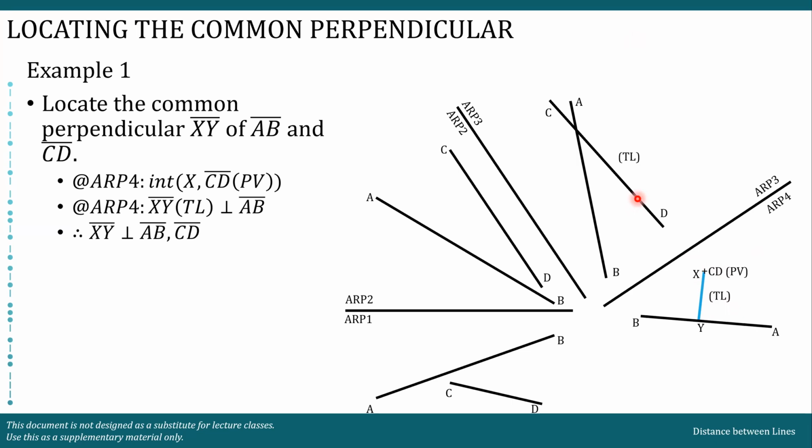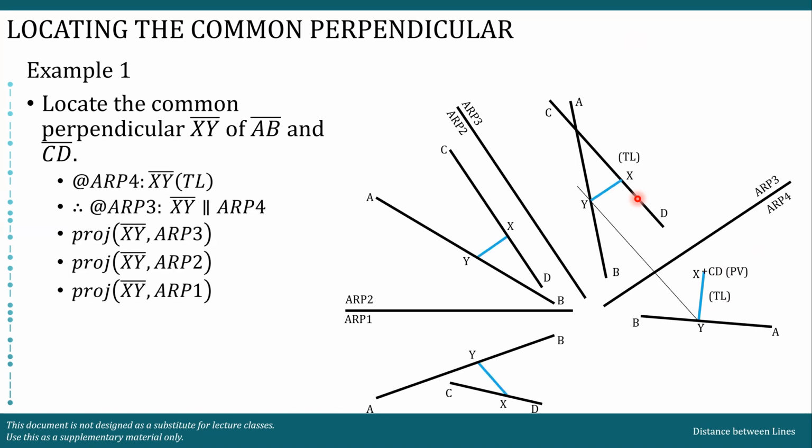So, ibig sabihin, you know where Y is sa ARP3, then you just need to draw YX parallel to the YX in ARP4. Okay? So, you know where Y is, you can identify where X is, then project nyo lang dyan. Dito, pagdating naman dito sa ARP2 at saka sa ARP1, unique na yung point kapag nag-project kayo kung nasan yung X and Y. And you will see now kung nasaan ang XY sa lahat ng views.